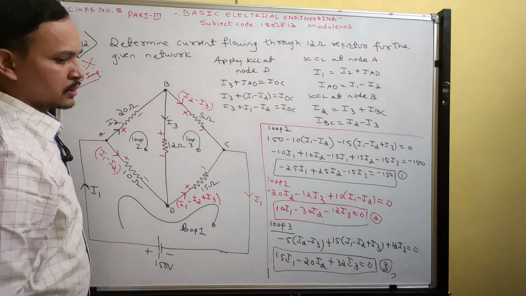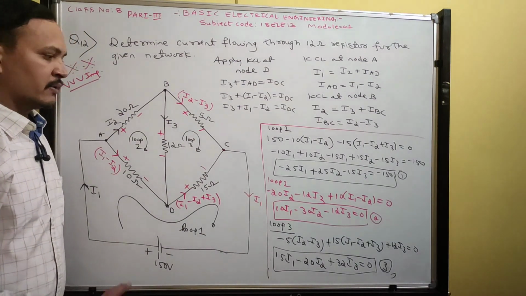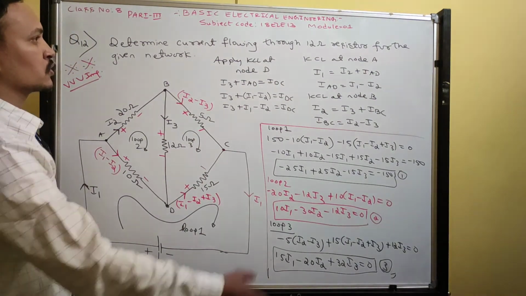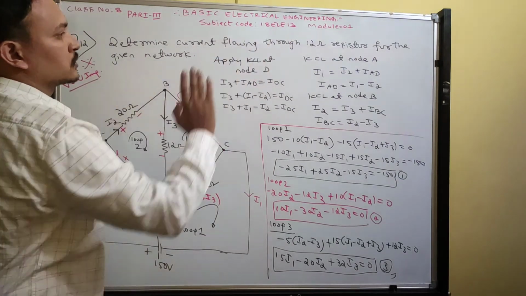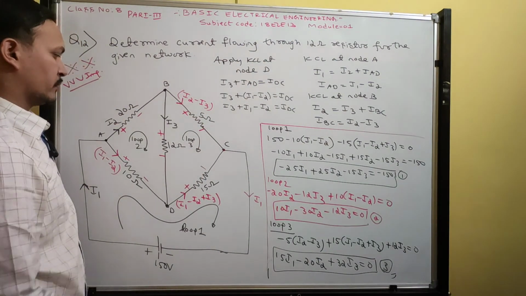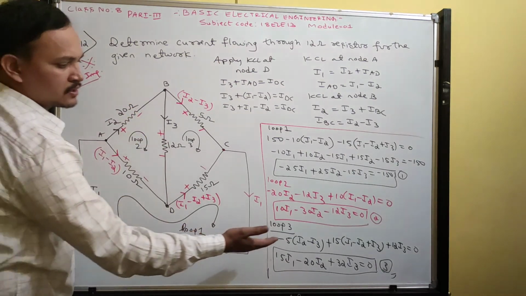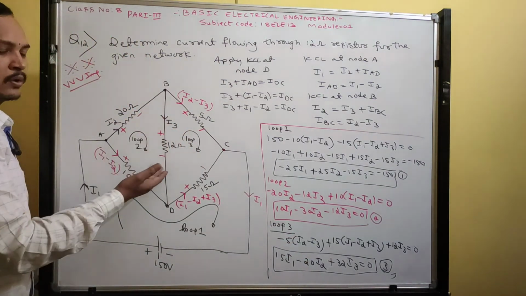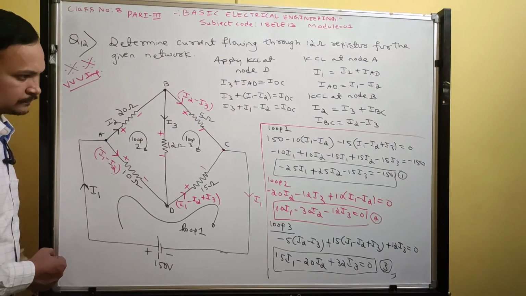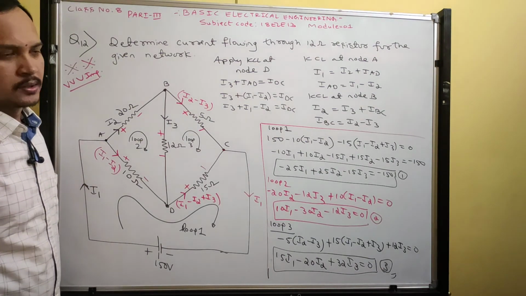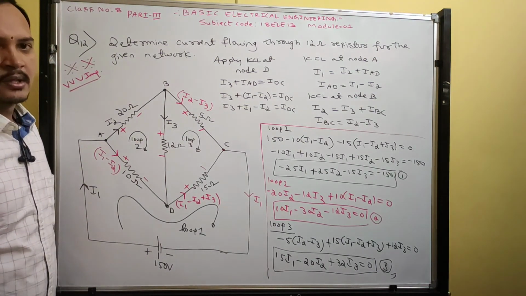By solving this, you will get I1, I2 and I3. But what is the question they asked? Determine the current flowing through the 12 ohm resistance. What is the current flowing through the 12 ohm resistance according to the given circuit? I3. That is the current flowing through the 12 ohm resistance. Okay, got it?